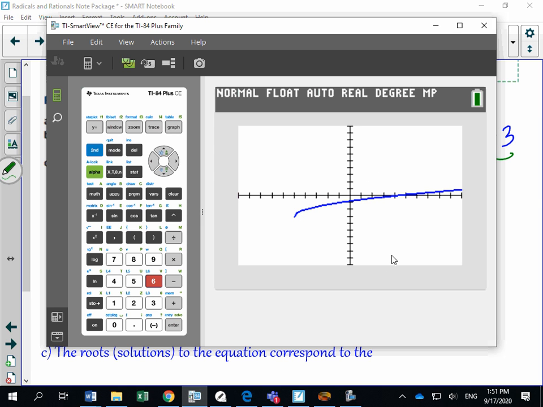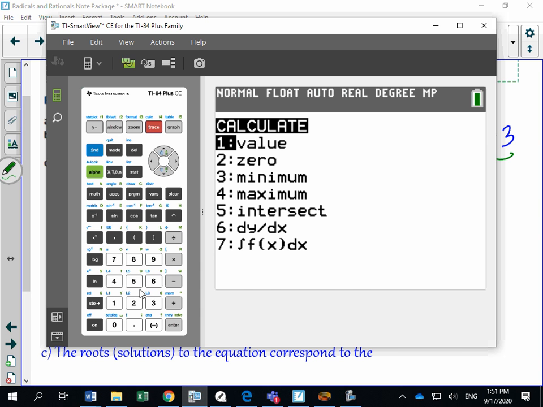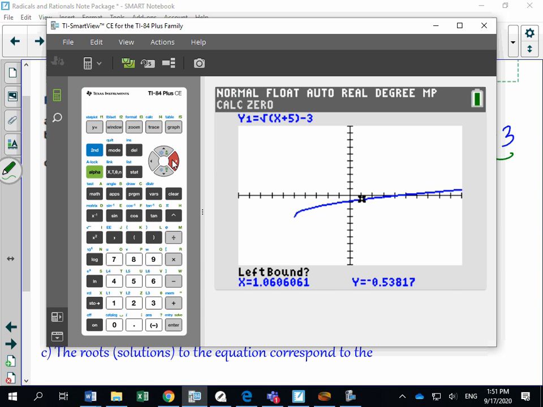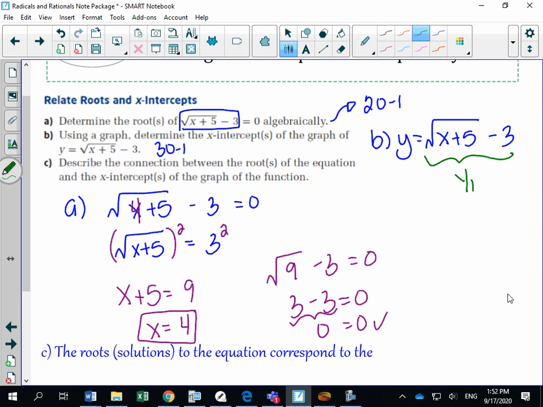So this is our function here, and to find the solution, we want the 0. So the 0 is where our radical cuts the x-axis, the x-intercept. So second function, calculate, we're looking for a 0. And the x-intercept is right about here, but it says to go left of the 0, so you want to go below the x-intercept. And then I want to be above the x-intercept. Enter, hit enter again, and I've got x is equal to 4. So I've confirmed my solution, x is equal to 4.